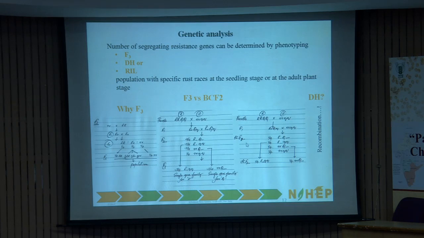As I told, for double, recombination is the issue in that. Once genetic analysis is done, you know whether it is a single gene or two genes. So you have a mapping population with you. So next is you have to locate that gene. You know the resistance gene, you know it is a single gene or two genes, and you have to locate the gene. Next is location of gene.